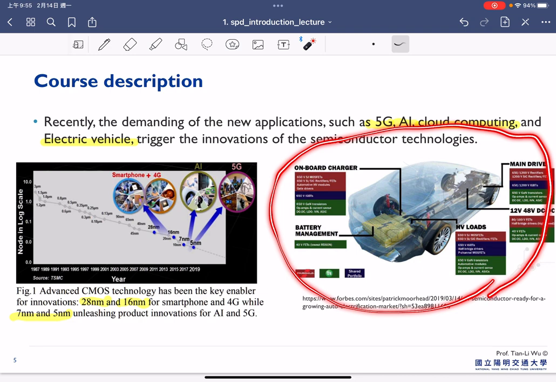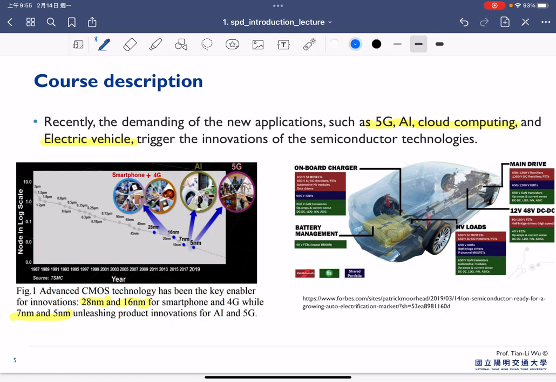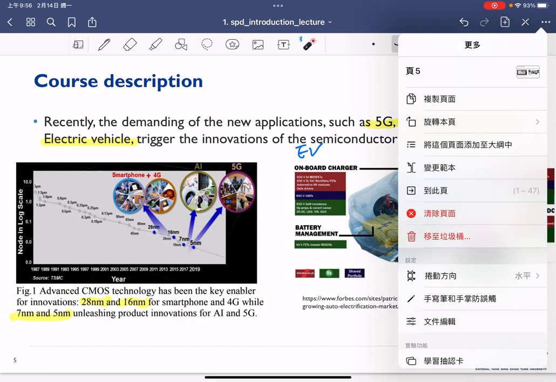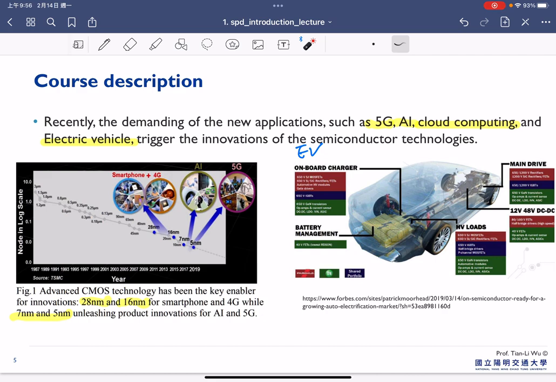On the other hand, another one that I want to draw attention to here is the electric vehicle. So the electric vehicle also has many, many semiconductor devices inside. For example, we need to have the onboard charger, which is mainly to charge our battery. So we have battery management. We also need to have the high-voltage load, that's the AC to DC to drive our wheel. And we need to have the DC-DC and main drive. So these are also enabled by our semiconductor technology, as you can see from here.